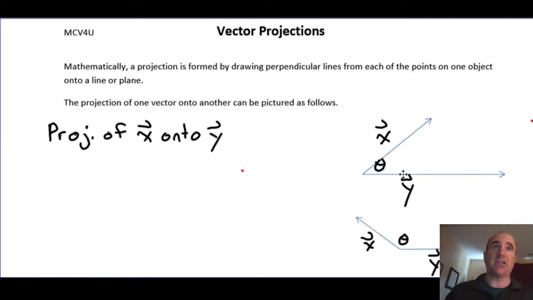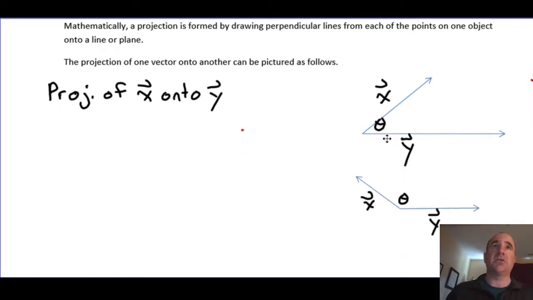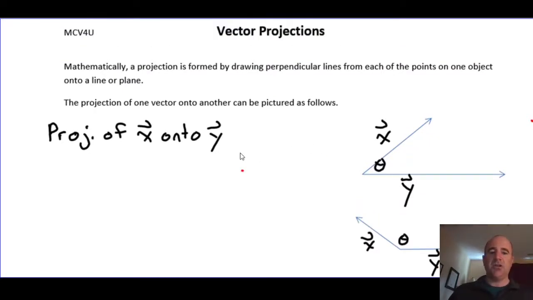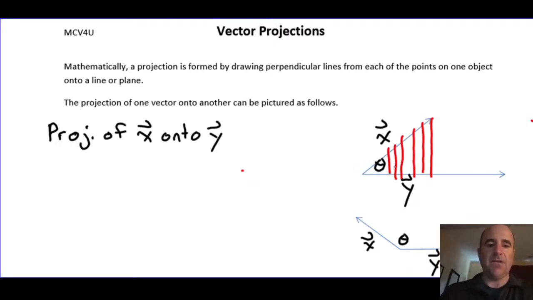And I've drawn vectors x and y here with angle theta, assuming the angle is acute, and then giving an obtuse example as well. So if you just look at the picture, imagine drawing lines perpendicular to y from x, like this, kind of like a shadow. Okay, the vector formed from here to here, that vector right there is actually the projection. And there, I think you can see it a little clearer now.